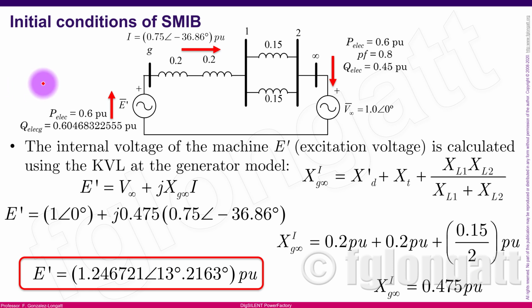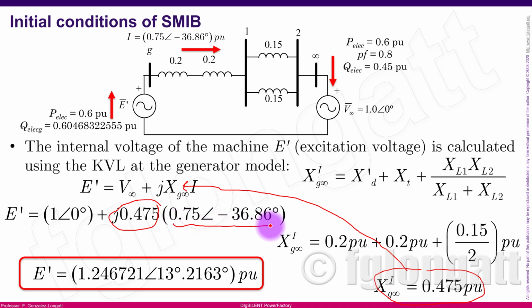Okay, now what we need to do is just substitute this value into the Kirchhoff voltage law equation, and that is here. And we know already the current, 0.75 at minus 36.86, and we know the voltage of the infinity bus bar. Voila, we got a solution over here. What is the solution? You can see over there that the internal voltage is 1.246 per unit at 13.12, okay? That is basically the internal voltage of the synchronous machine, okay?